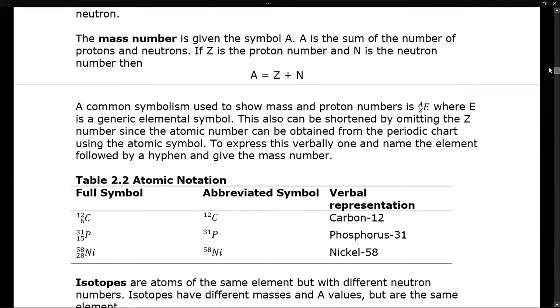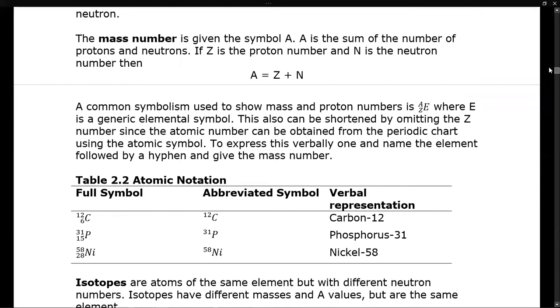Mass number is given a symbol A. A is the number of protons and neutrons added together. If Z is the proton number and we say capital N is the neutron number, then A equals Z plus N. So a mass number equals the number of protons plus the number of neutrons. And that will help us identify each individual isotope.